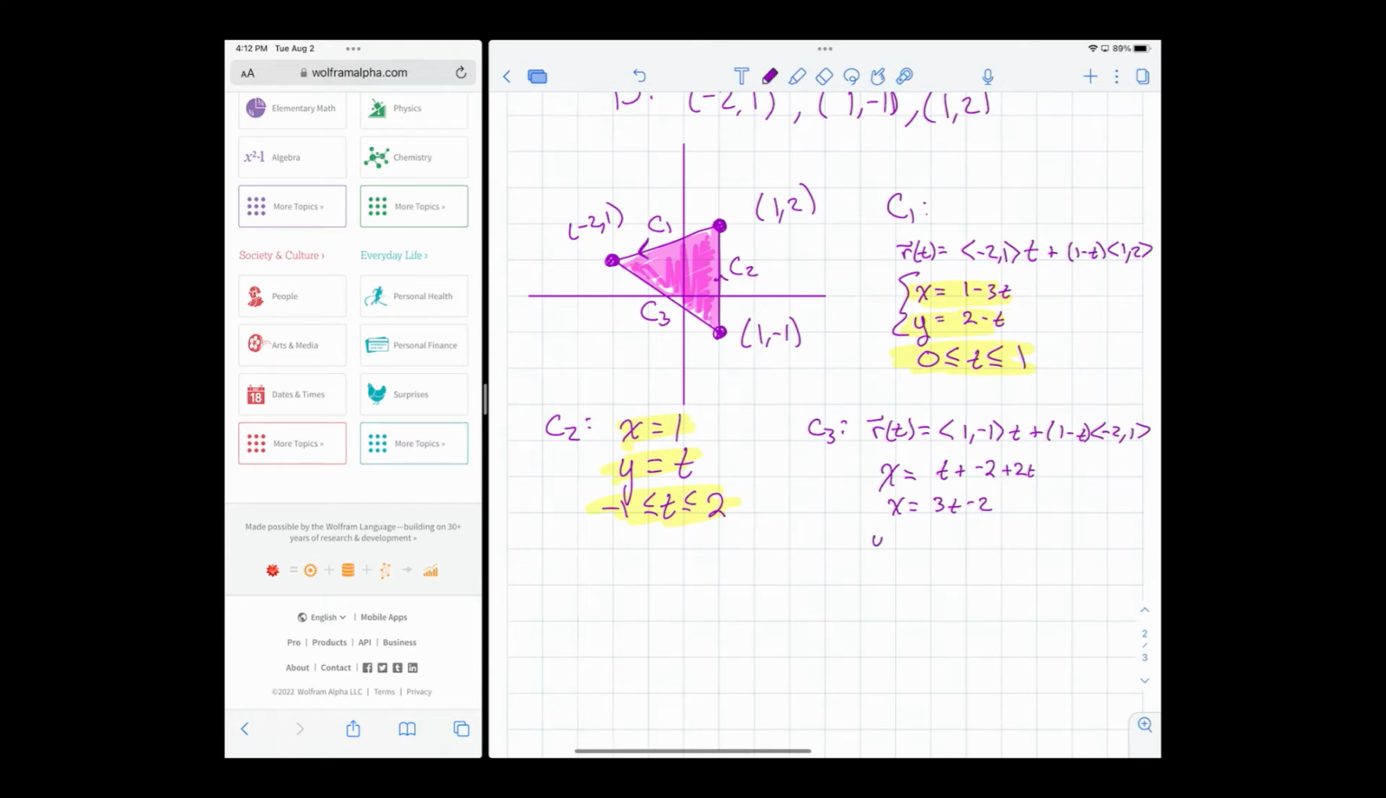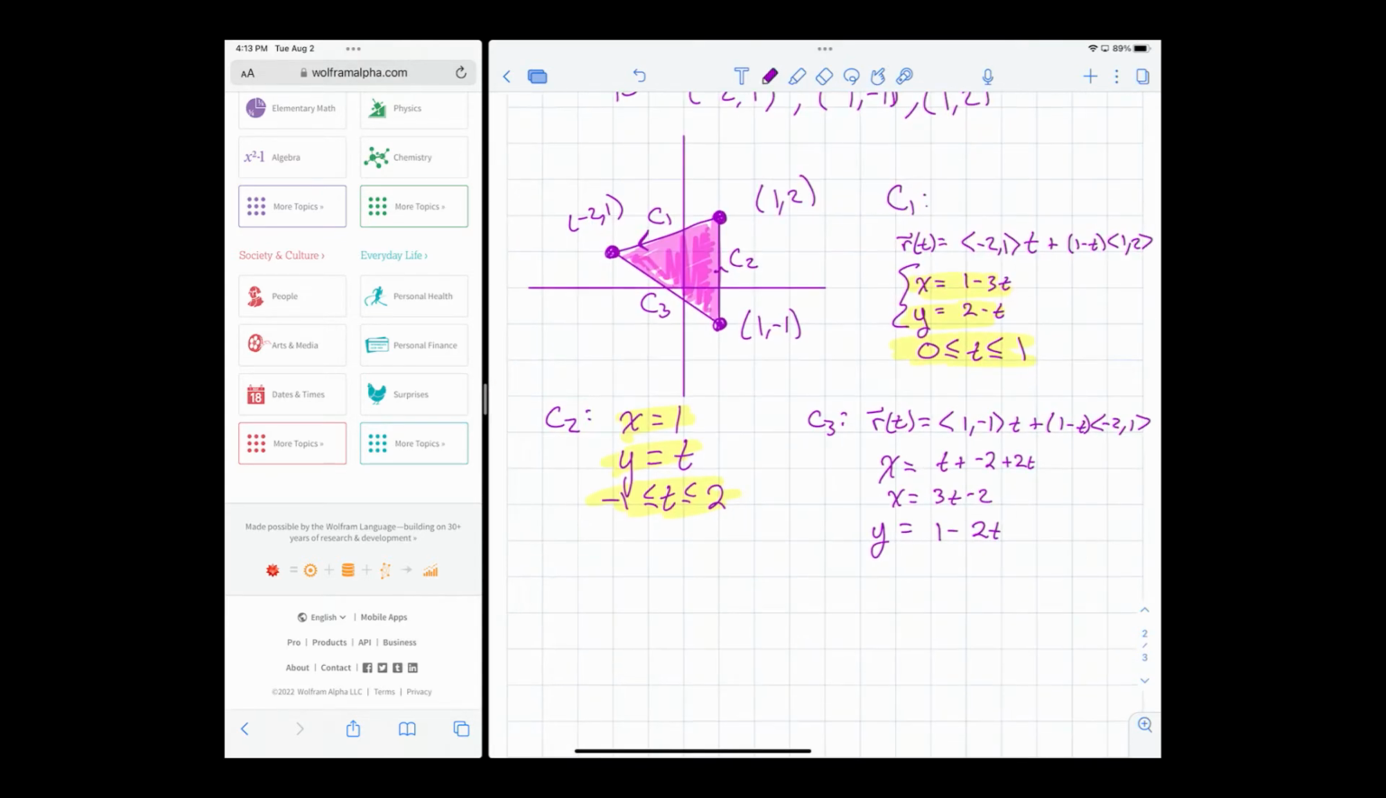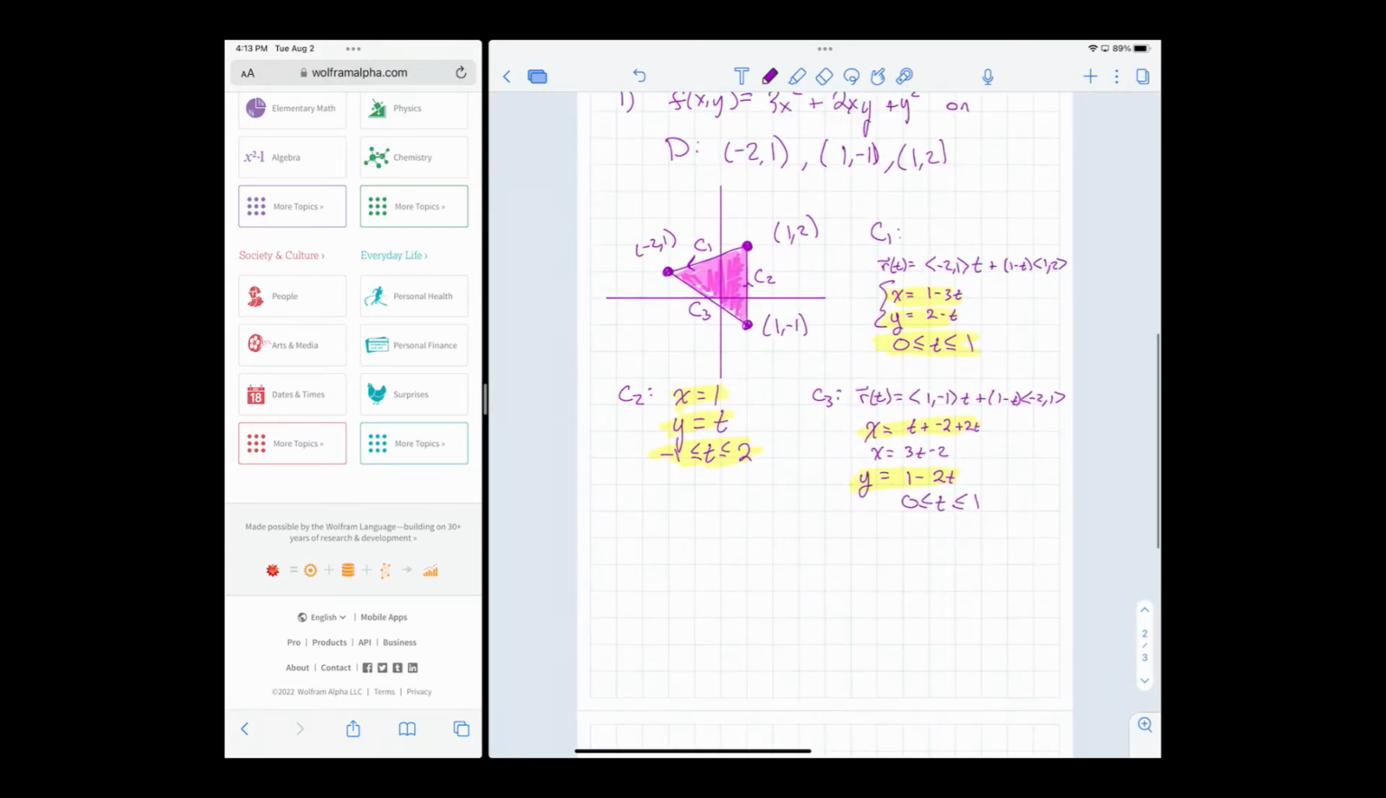So perfect. Similarly, for y, we have -t plus 1 minus t times 1. So we just have -t plus 1 minus t. So it's -2t plus 1, or 1 minus 2t. Yep. So then we've got that x value there, we got that y value there, and this one would be another one that goes 0 to 1. So I wanted to parameterize that boundary before we got started.